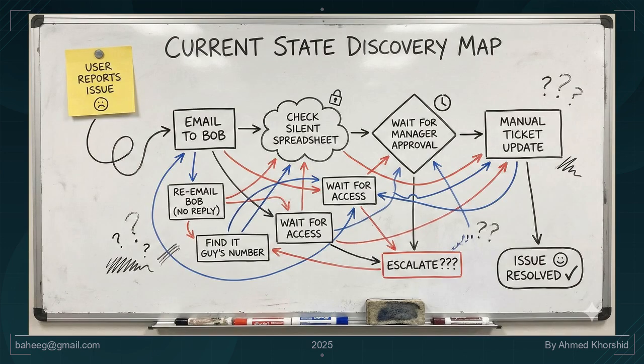Figure: extra detailed AI-ready prompt for an AI-generated diagram showing a current state discovery map. The visual is a hand-drawn style flowchart on a whiteboard. It starts with a sticky note labeled User Reports Issue and follows a winding, tangled path through boxes like Email to Bob, Check Silent Spreadsheet, Wait for Manager Approval, and Manual Ticket Update, ending at Issue Resolved.